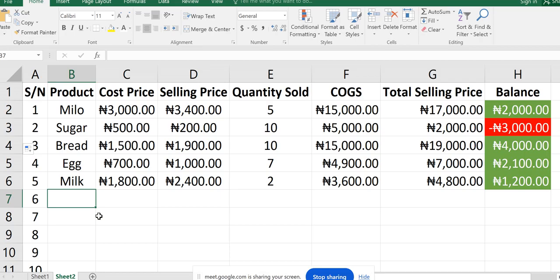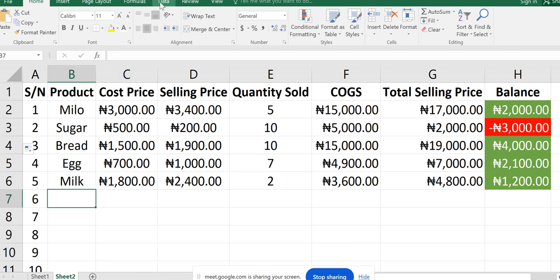This helps you. It's easier. You already know that this is the product, this business. So instead of you stressing yourself typing milk, egg, it will be easier for you to just display it for you. How do you run that? It is just like a drop-down box. How do you now do that? You already know what they are selling: Milo, sugar, bread, egg, milk.